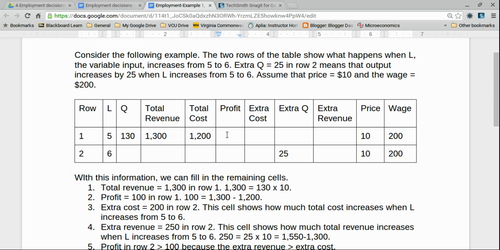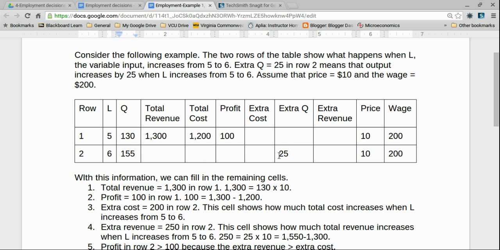We can calculate profit very quickly. Profit is total revenue less total cost. So profit here is going to be 100. Now let's talk about what happens when L goes from 5 to 6. We know the extra output is 25. That tells me that quantity is going to go up from 130 to 155.